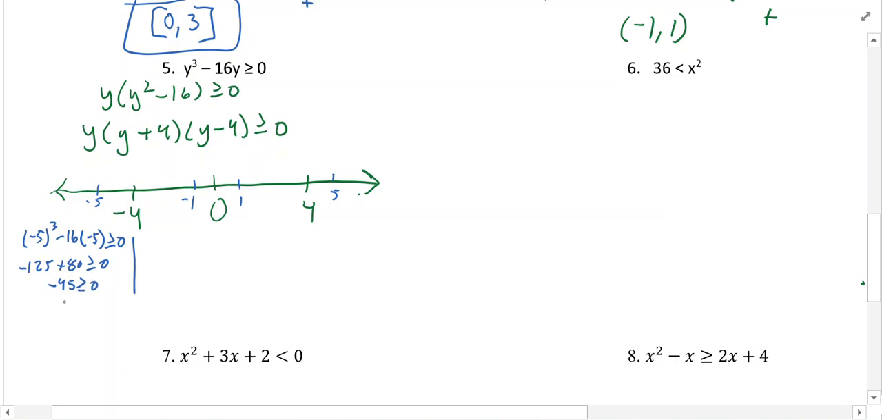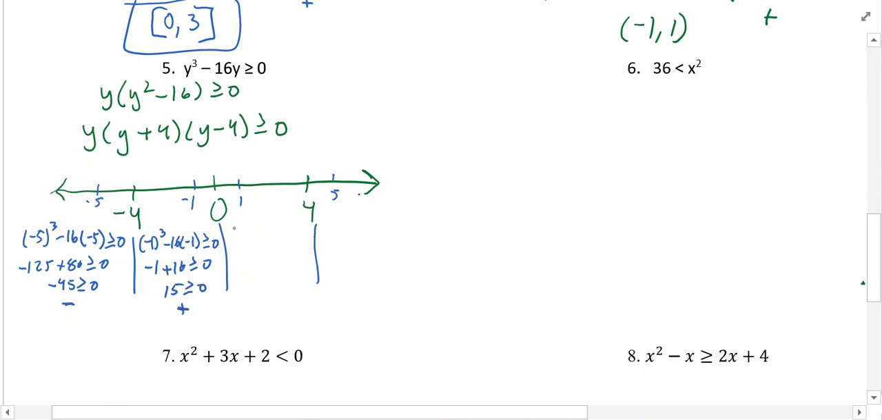Is greater than or equal to 0. So it means anything in this range is going to give us a negative. So now I'm going to test negative 1. So the quantity negative 1 cubed minus 16 times negative 1 is greater than or equal to 0. So negative 1 plus 16 greater than or equal to 0. So 15 is greater than or equal to 0. So anything in this range is going to give us a positive answer because it's a positive 15.